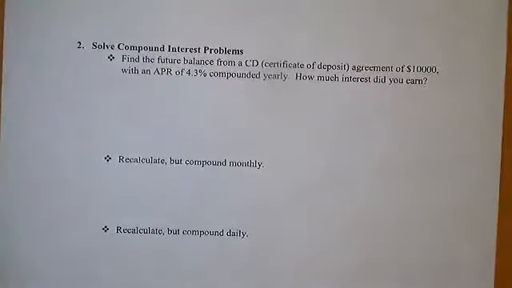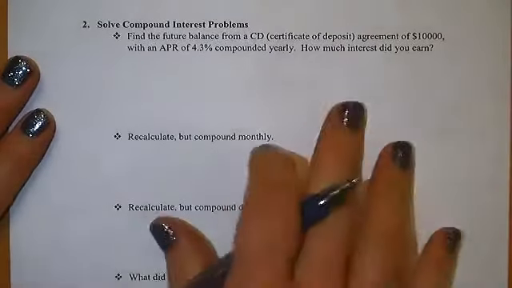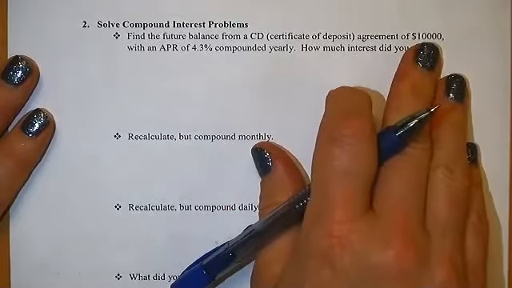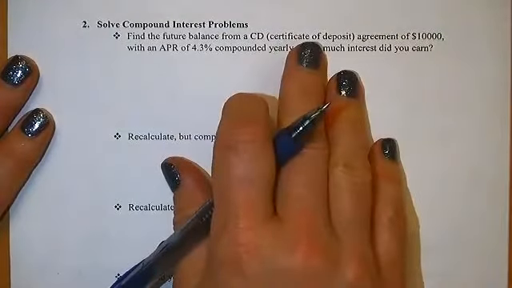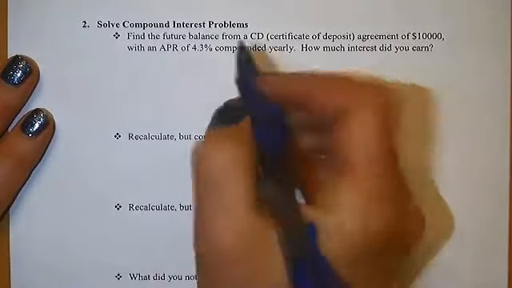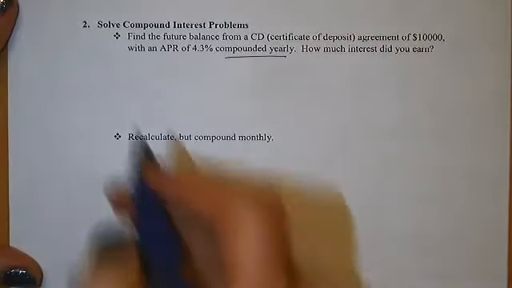Okay. So let's first find the future balance from a certificate of deposit agreement of $10,000. So it's the same principle as the last example, but this time we're putting it into a certificate of deposit and it's saving for the same 4.3%, but this time we're going to compound it. Okay. So we have to use the compounding formula.